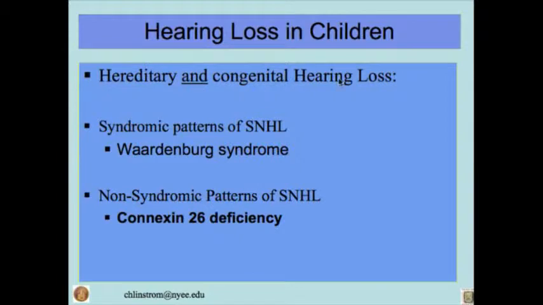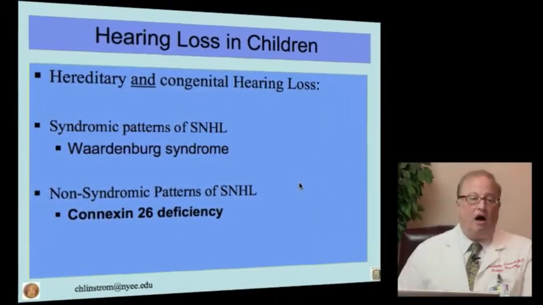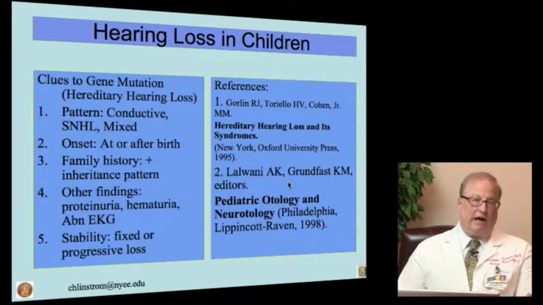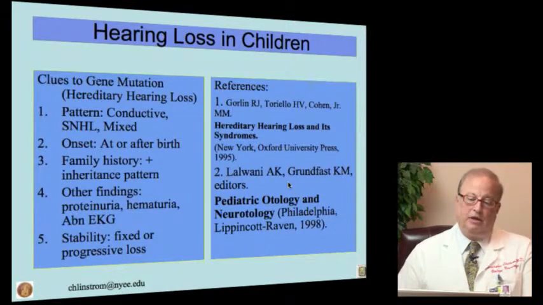So hereditary and congenital: syndromic patterns, when there's a phenotype involved, such as Waardenburg syndrome, and we'll have a few slides about that, and then non-syndromic patterns of sensory hearing loss, connexin 26 deficiencies. There are several connexins. These are all very important causes of pediatric hearing loss, and many of them will be addressed either with amplification or with implantation.